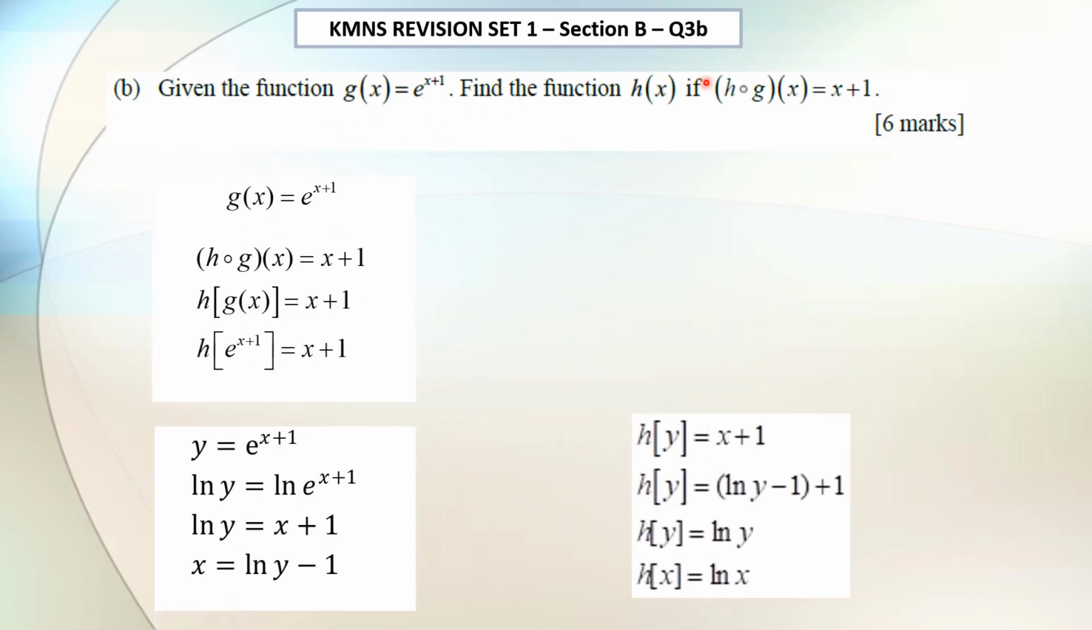For question 3b, it asks you to find h(x) if given g(x) equals e to the power of x plus 1 and h(g(x)) is equal to x plus 1. Whenever we get a question like this, always write back the information given. So I write back g(x) is equal to e^x plus 1 and h(g(x)) is equal to x plus 1. As we can see, h(g(x)) is also equal to h(e^x plus 1) because g(x) is e^x plus 1.